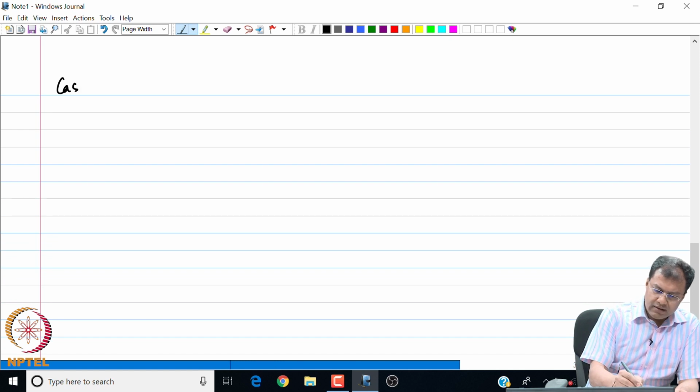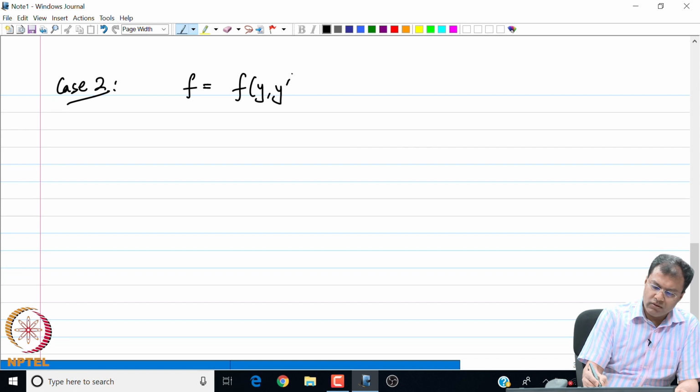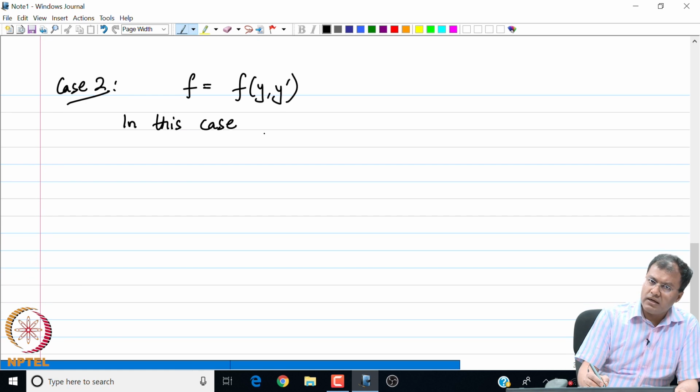So, our second case is when f is only a function of y and y prime. So, there is no explicit dependence of x on the integrand f, right, and we will see that in this case the Euler-Lagrange equation again reduces to a first order differential equation, but it satisfies a particular identity, right. In this case, what I just said is the following.